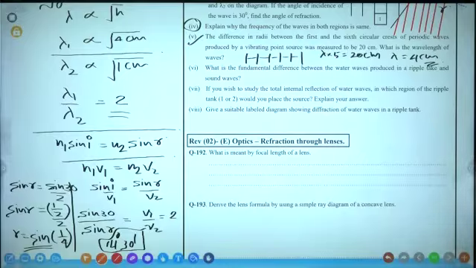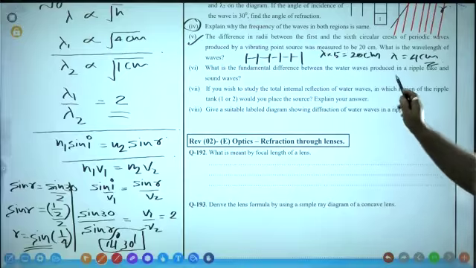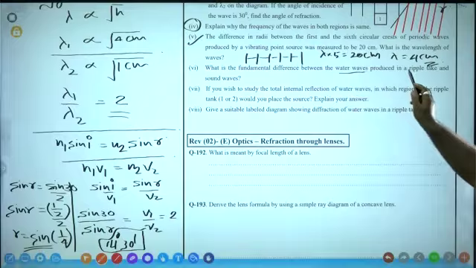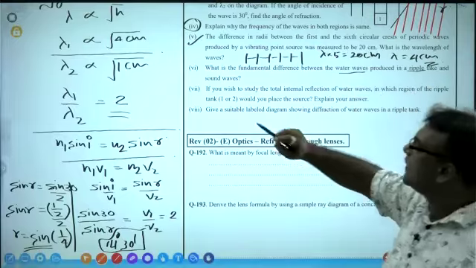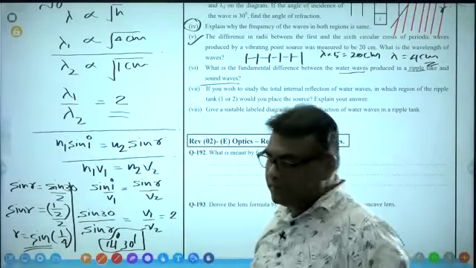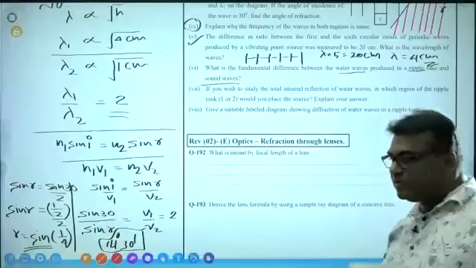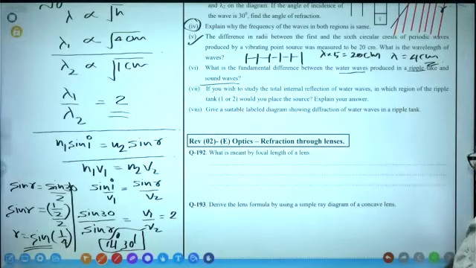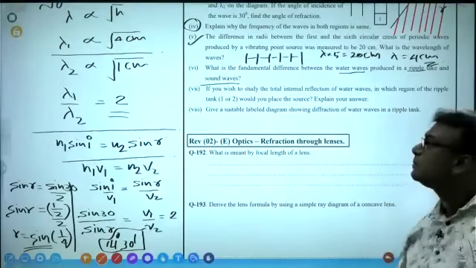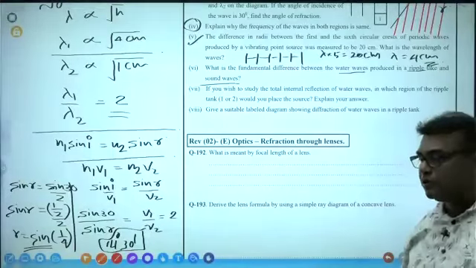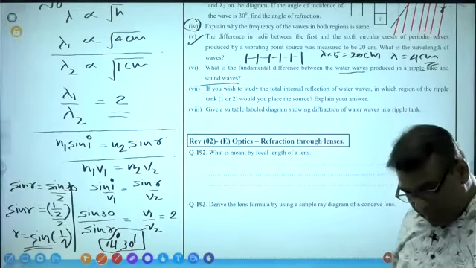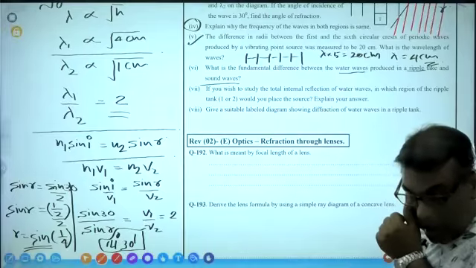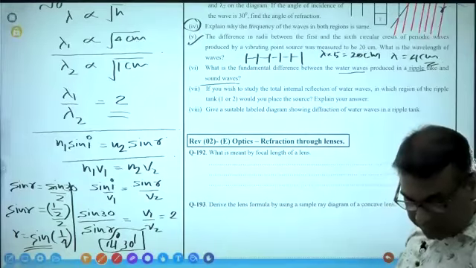Six. What is the fundamental difference between water waves produced in the ripple tank and sound waves? Water waves in the ripple tank, transverse. Sound waves, longitudinal. Yes, write down. Water waves are transverse waves. Sound waves are longitudinal waves. Done.